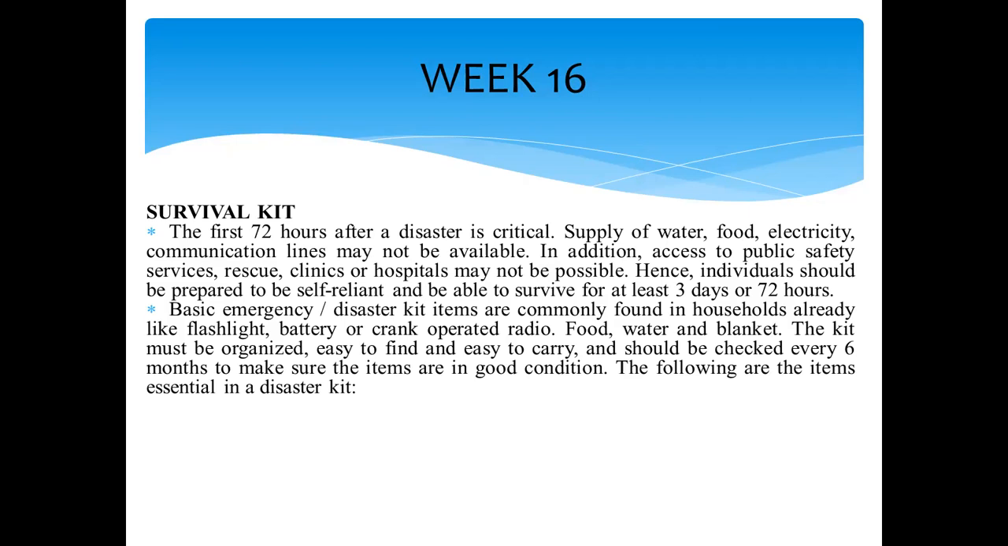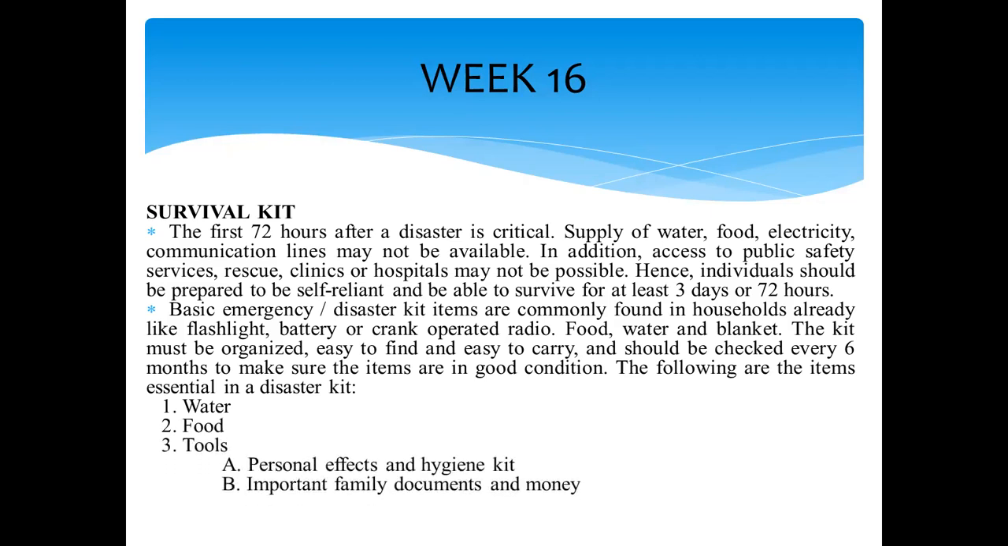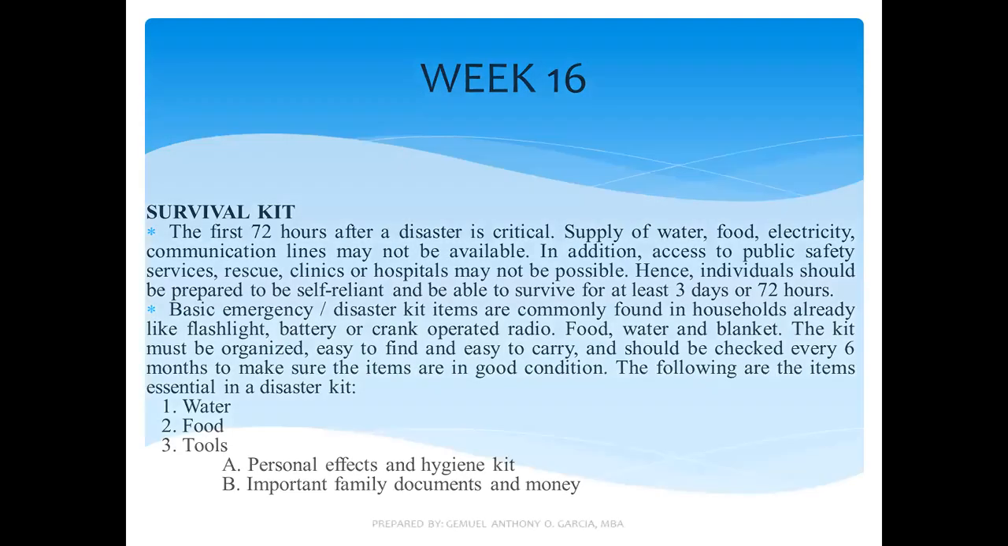So disaster kit items are commonly found in households already, such as flashlight, batteries, crank-operated radio, food, water, and blanket. The kit must be very organized, easy to find, and easy to carry, and should be checked every 6 months to make sure the items are in good condition. So the following, we have water, food, tools, and personal effects, hygiene kits, important family documents, and money.